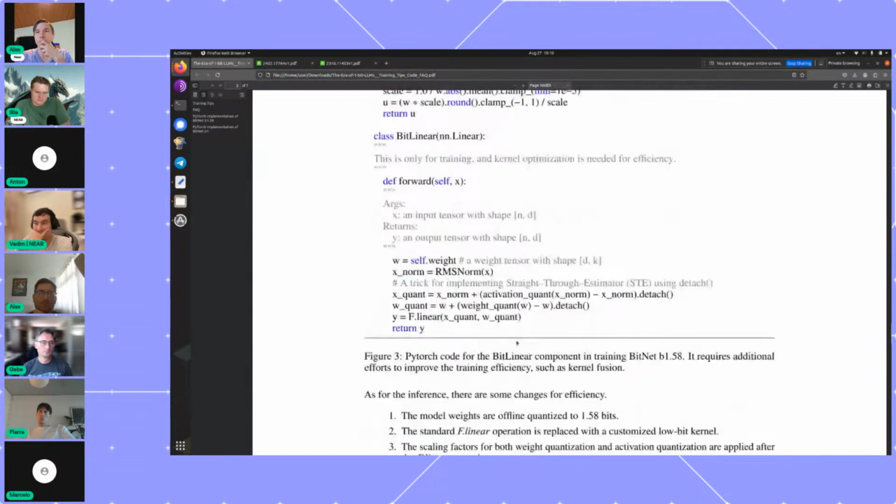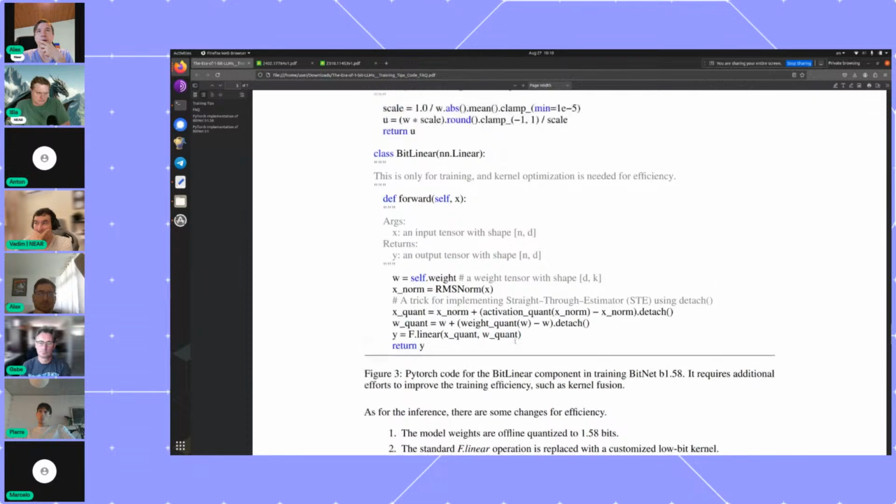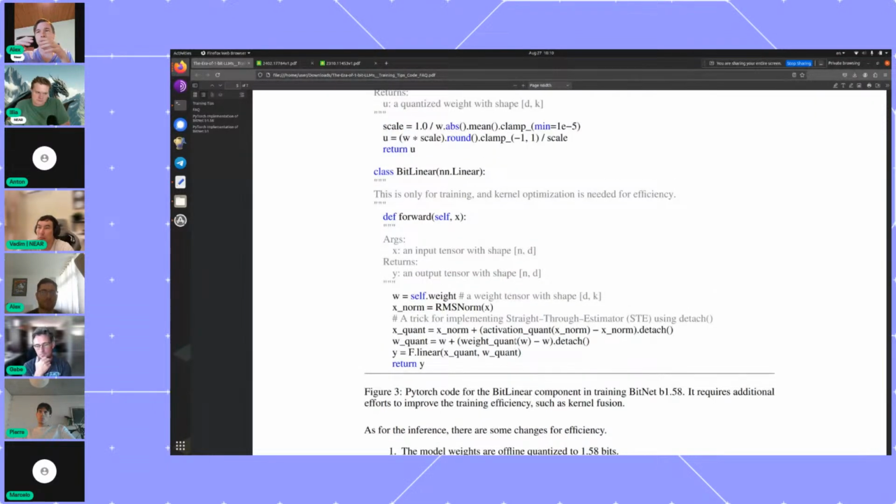And then you train the model, right? And the idea here is that, as you train it, because the model is already quantized, it learns the weights that will work with the quantized model, right? So by the end of the training, you get a model that performs well being quantized to a single bit. Right?